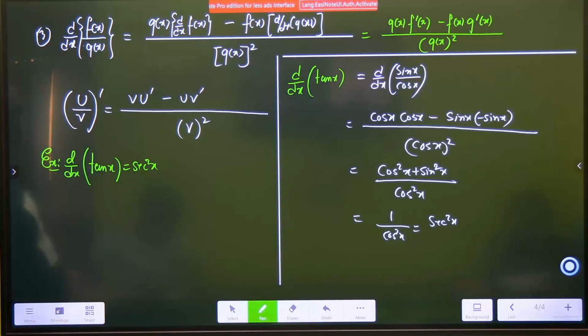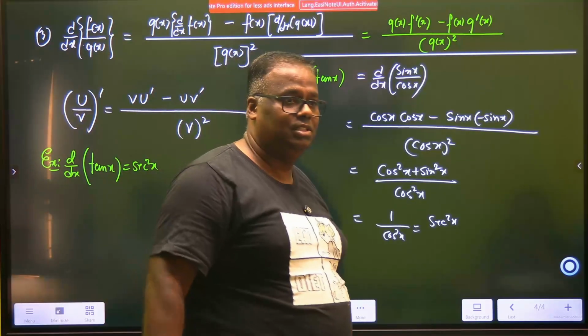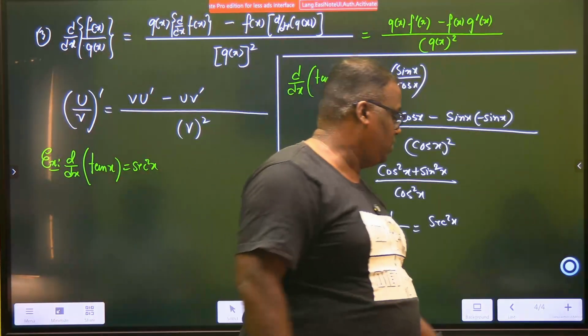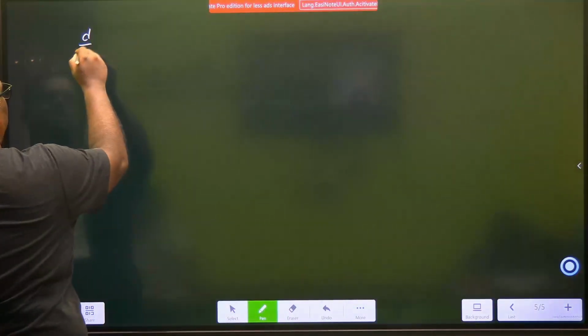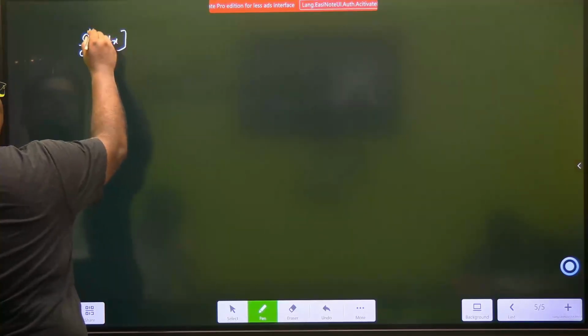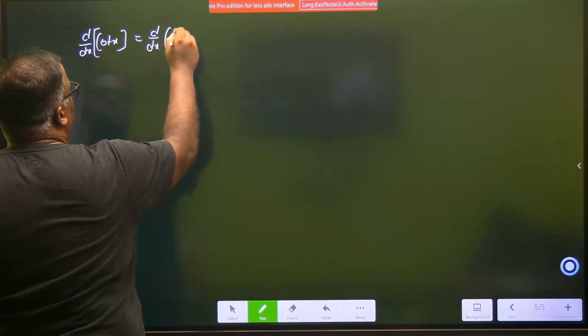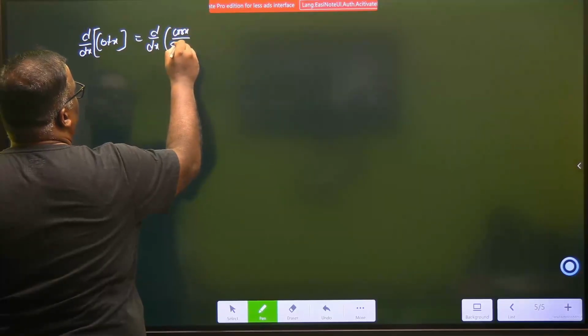Cot x is how much? Cosec square x. Shall we do it for cot x? Same formula. Let's put for cot x. Negative cosec square x. So let's see cot x. We're trying to do d/dx of cot x, which is equal to d/dx of cos x upon sin x.